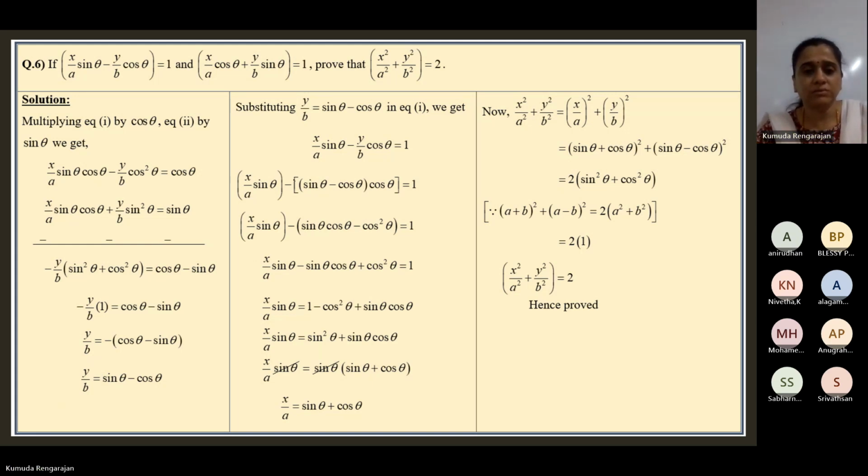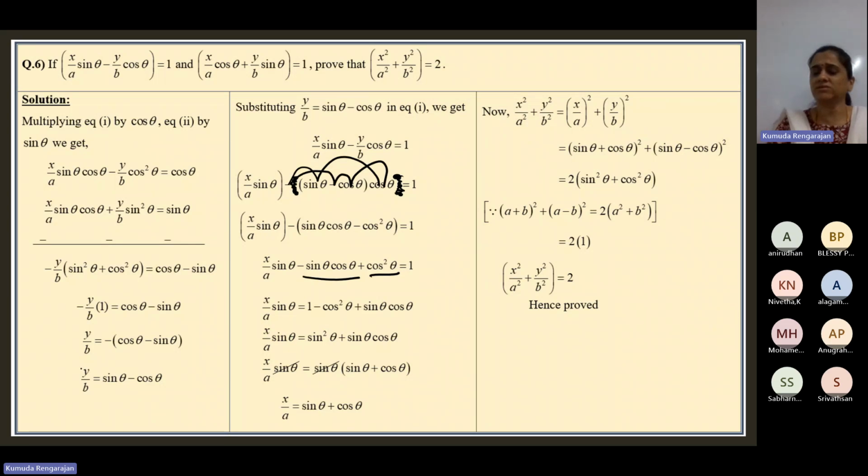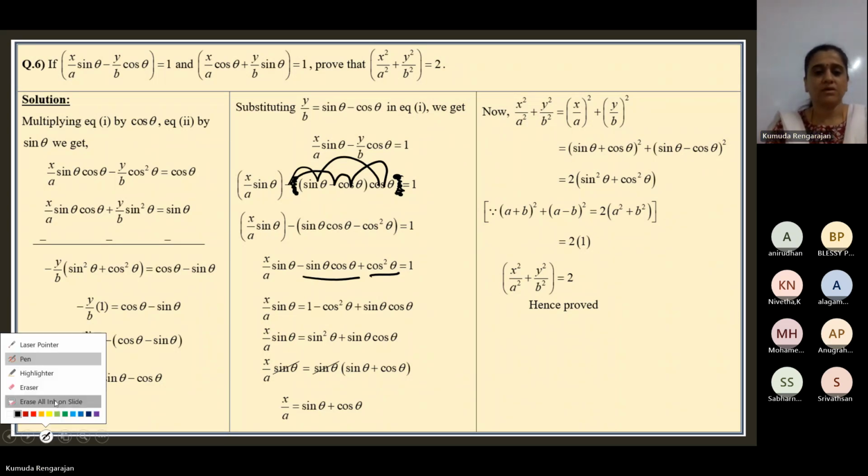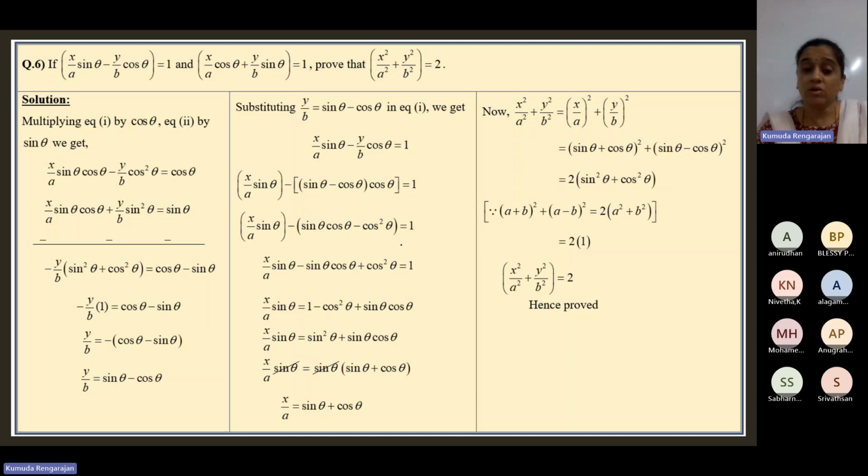So maybe you don't have to use this bracket. Whoever used this, it is an unnecessary bracket. Yeah, so minus, this is y by b cos theta. This is enough. I'll remove the square bracket. It's not needed. So you can do it in one go. So minus sine theta into cos theta is minus sine theta cos theta. Minus into minus plus cos theta into cos theta is plus cos square theta. Correct? Is equal to 1.